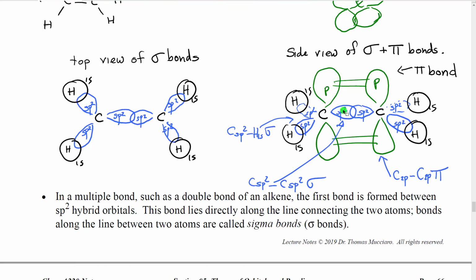And again, we can then define these. So for example, these are carbon sp2 to hydrogen 1s sigmas. This is the carbon sp2 to carbon sp2 sigma. This is the carbon 2p to carbon 2p pi bond.